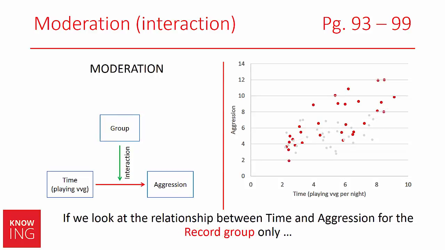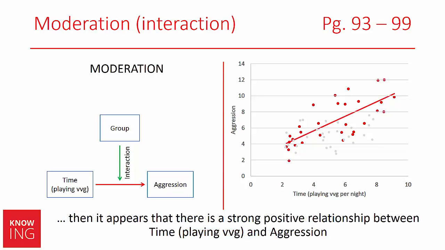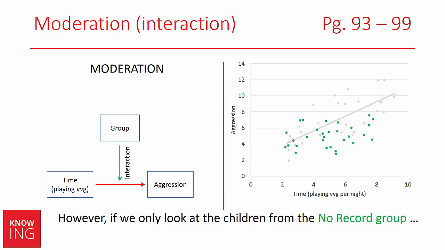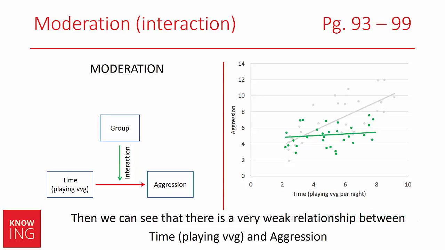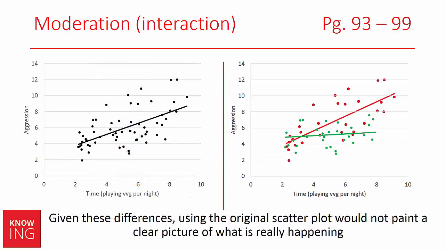If we look at the relationship between time and aggression for the record group only, then it would appear there is still indeed a strong positive relationship between time spent playing violent video games and aggression. However, if we only look at the children from the no record group, then we can see that there is only a very weak relationship between time spent playing violent video games and aggression. Given these differences, using the original scatter plot would not paint a very clear picture of what is really happening.